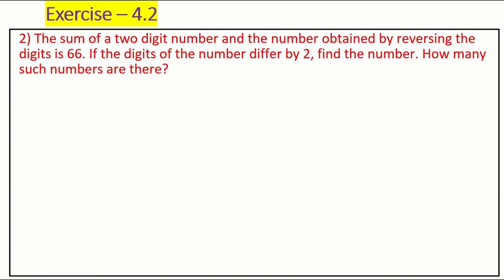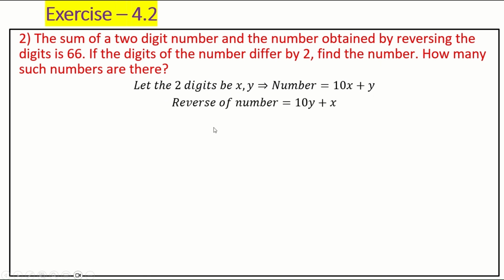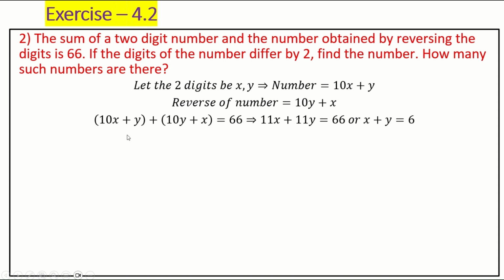The sum of a two-digit number and the number obtained by reversing the digits is 66. If the digits of the number differ by 2, find the number. How many such numbers are there? Let the two-digit number have digits x, y. That means the number is 10x plus y, and the reversed number is 10y plus x. Sum of these two: 10x plus y plus 10y plus x equal to 66, which means 11x plus 11y is 66, or x plus y equal to 6.